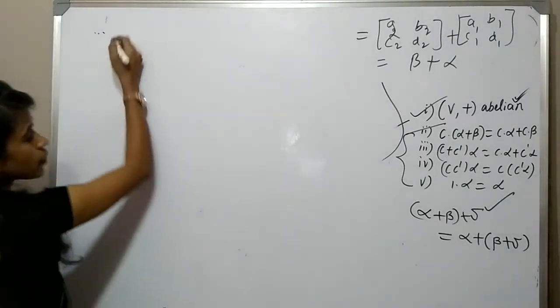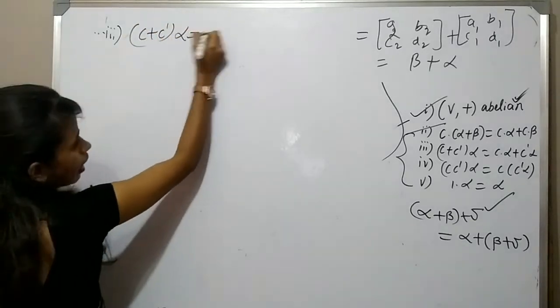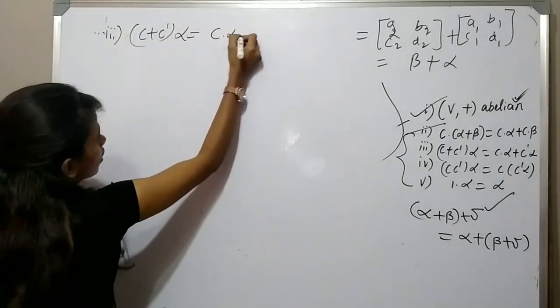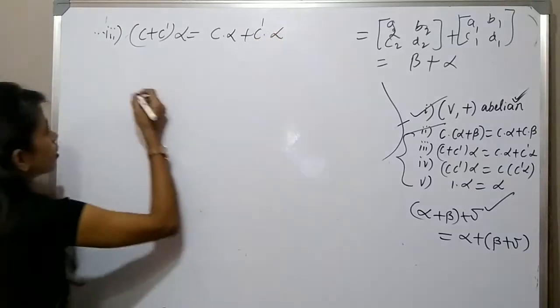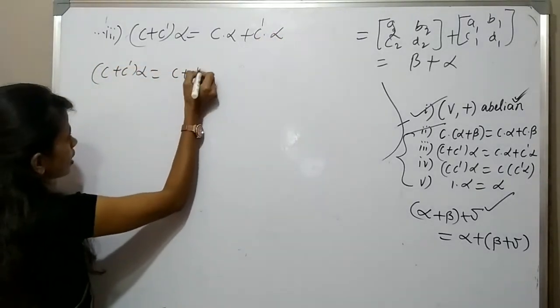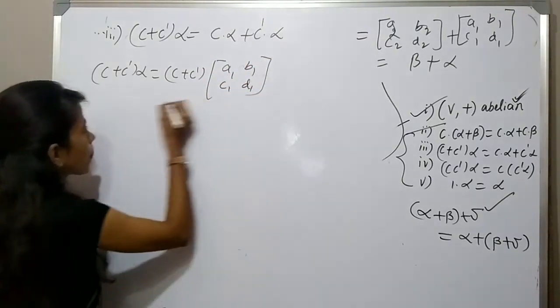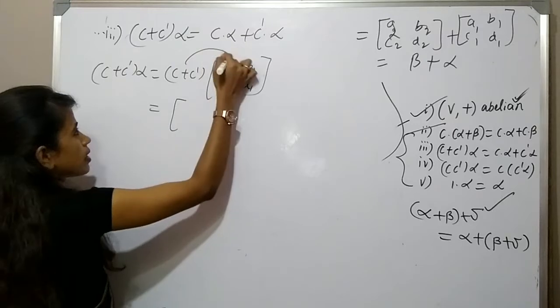So next condition is what? Third condition: (C + C') · α. We have to show that (C + C')α = Cα + C'α. For that, consider (C + C') · α. What is α? A1, B1, C1, D1. For that, multiply (C + C') within.